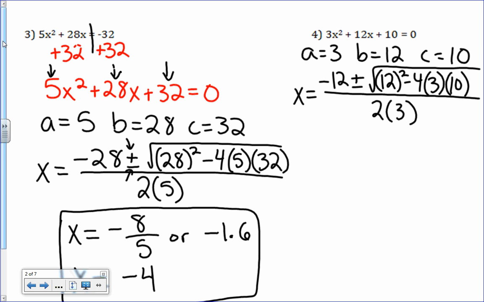Pause, plug them in. When you plug it in with a plus, you should get x equals approximately negative 1.2. When you plug it in with a minus, x equals approximately negative 2.8.